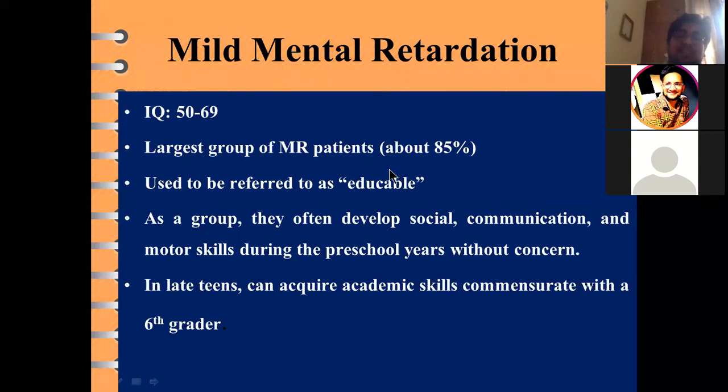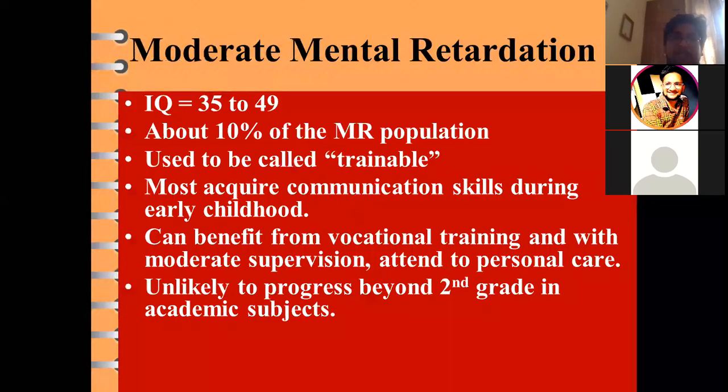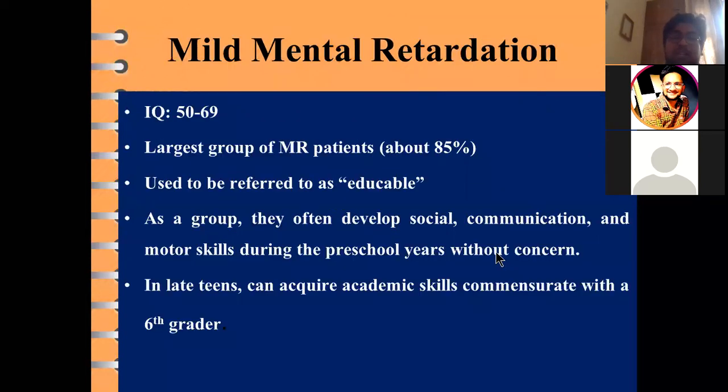Okay. What is another name for mild mental retardation? They are called educable. Why do we say educable? Educable means we can easily educate them. When you educate them, they easily learn. They usually adapt by learning. They know how to communicate. They know how to behave in society.